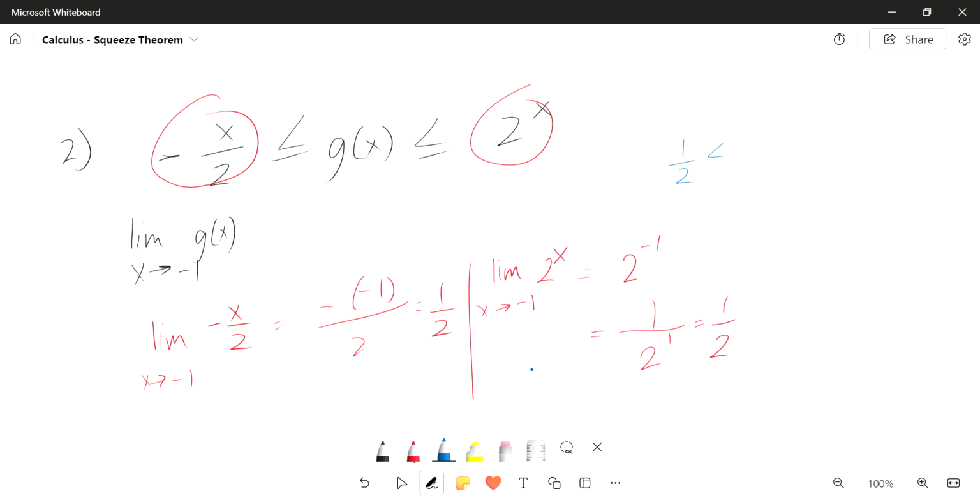So like before, you have 1/2 is less than or equal to g of x, which is less than or equal to a half. And again, like before, 1/2 is the only possible value. So the limit as x approaches negative 1 of g of x is a half.